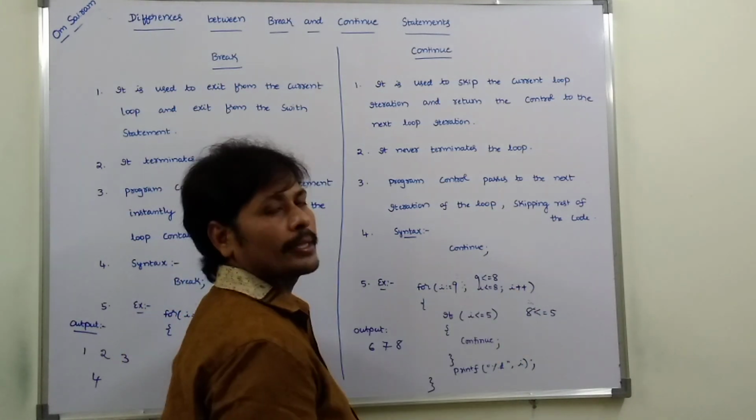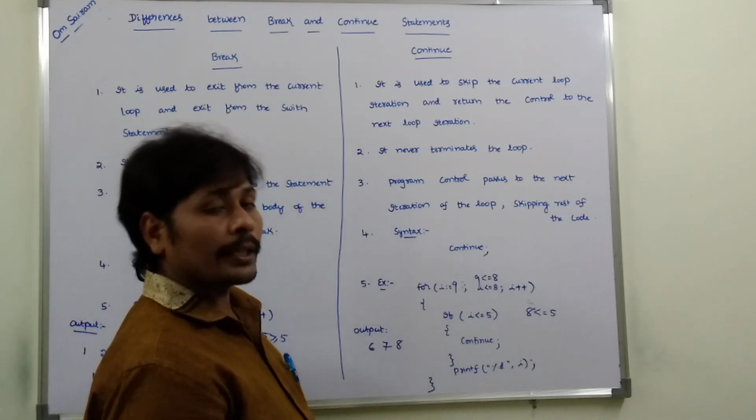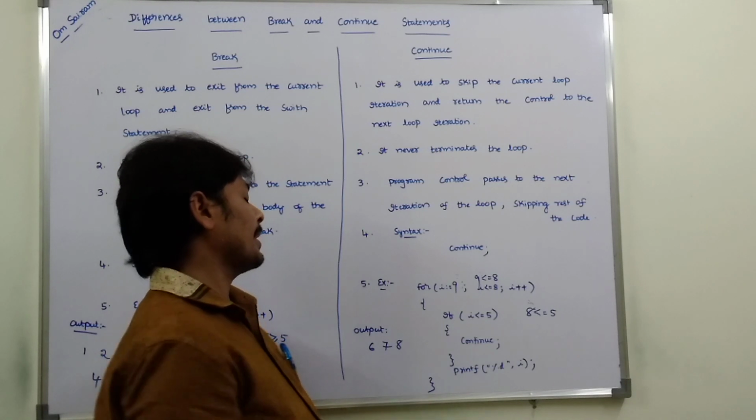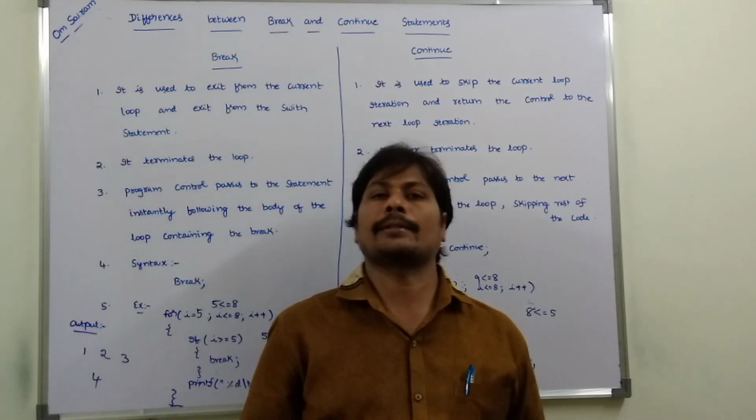Next, I value is incremented to 9. So the control goes to the next statement after the for loop. There is no statement there. The output is 6, 7, 8.